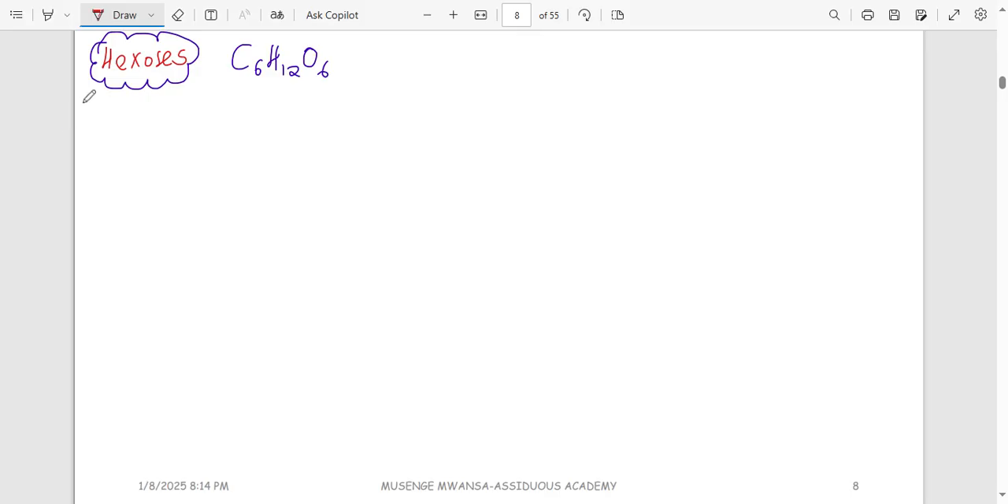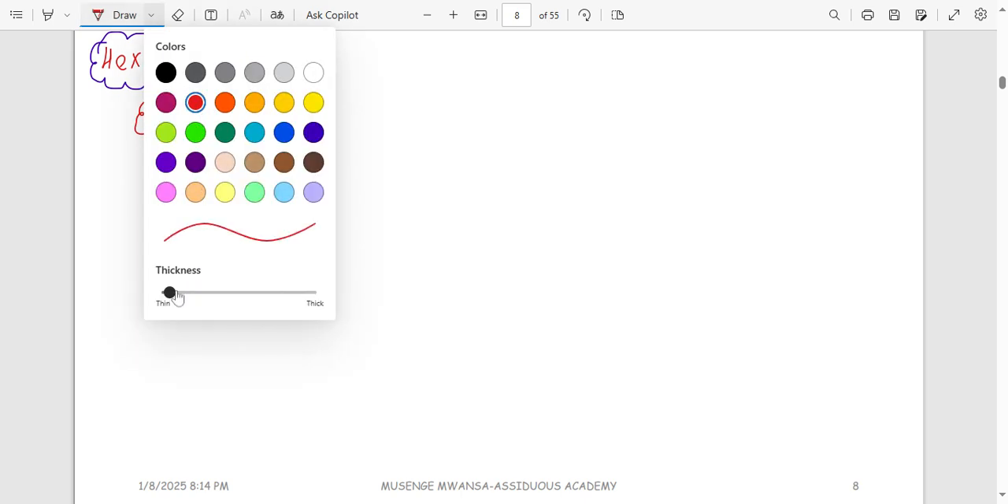Now, of the hexose sugars of importance, what we need to know is glucose, galactose, and also fructose. These are the main three ones we need to know. So starting with glucose, which is a very common sugar, of course, the most common we can say. What should we know about this? We need to know the structure and, of course, the importance.